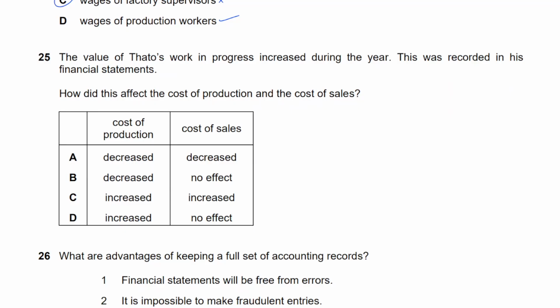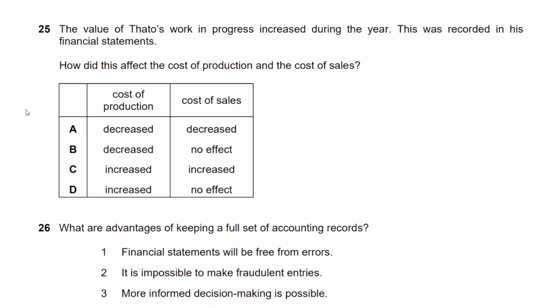25. The value of Tato's work in progress increased during the year. What does that mean? That means opening work in progress was less than the closing work in progress. Closing work in progress was higher, basically. This was recorded in his financial statements. How did this affect the cost of production and the cost of sales? Now look, when you have work in progress, you have some cost of production. What you do is you add the opening work in progress and you subtract the closing work in progress, right? In this case, they're saying that the closing was higher than opening. That means the subtraction was greater. So cost of production will actually decrease. And if cost of production decreases, the cost of sales will also decrease.